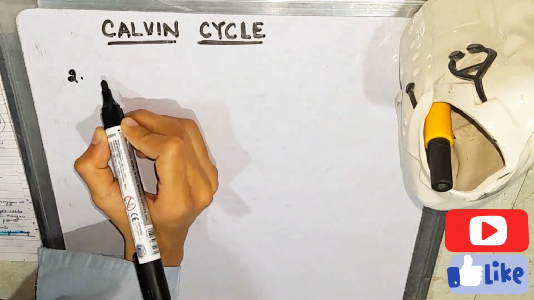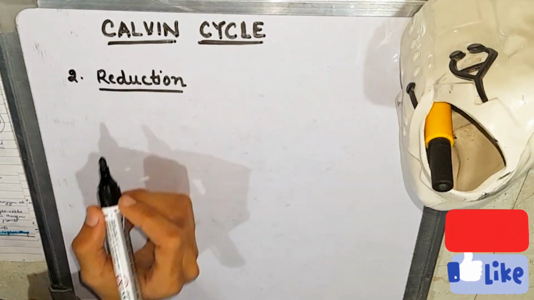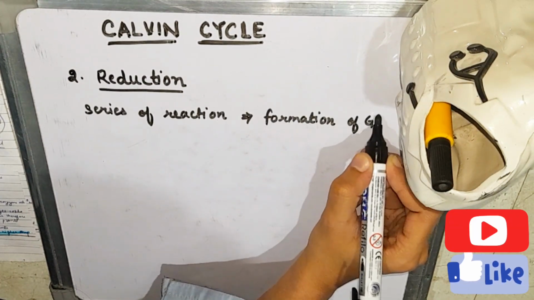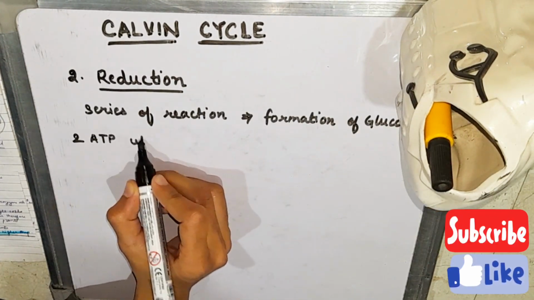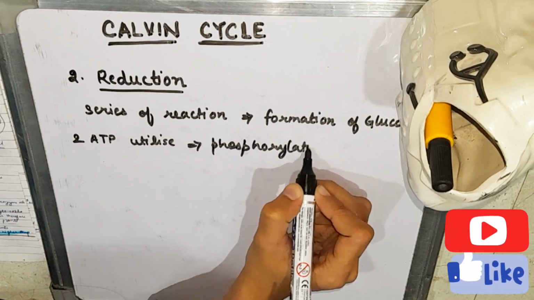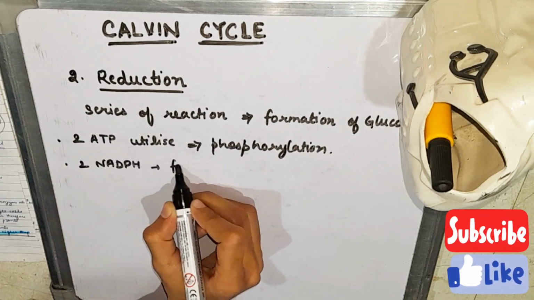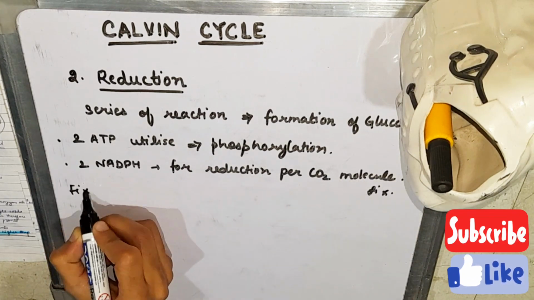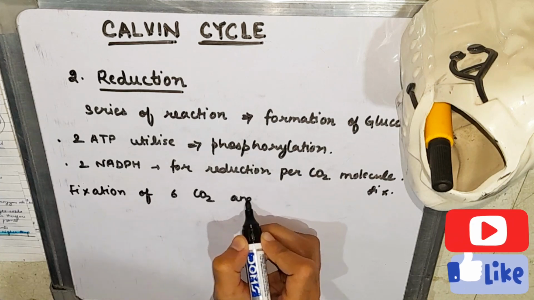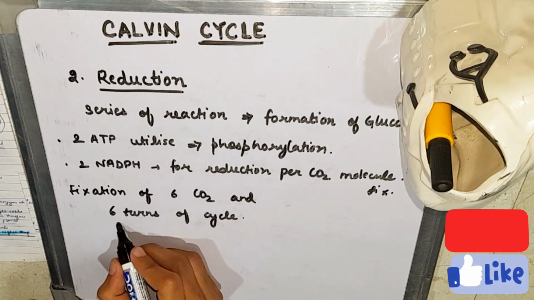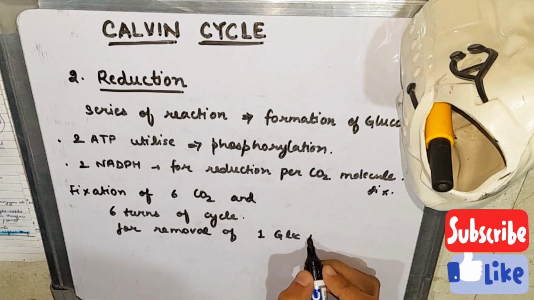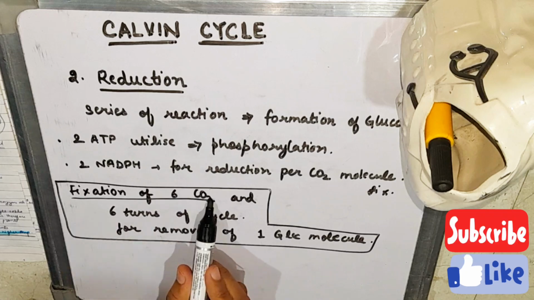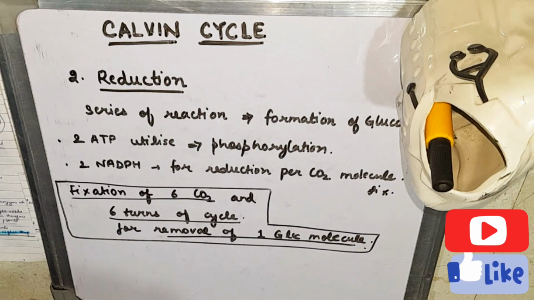Next is reduction. Reduction is the second step of Calvin cycle. Here, a series of reactions takes place which leads to the formation of glucose. 2 ATP are utilized for phosphorylation reaction and 2 NADPH are used for the reduction per CO2 molecule. Here, for the fixation of 6 carbon dioxide, 6 turns of the cycle are required, which leads to removal of 1 glucose molecule. You will better understand this when we start the formulas of this Calvin cycle.